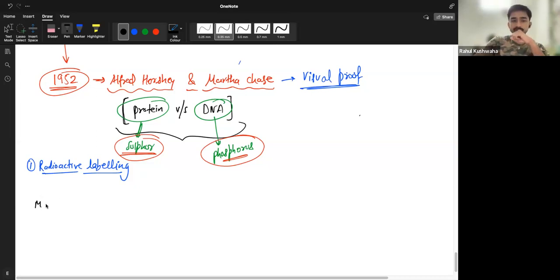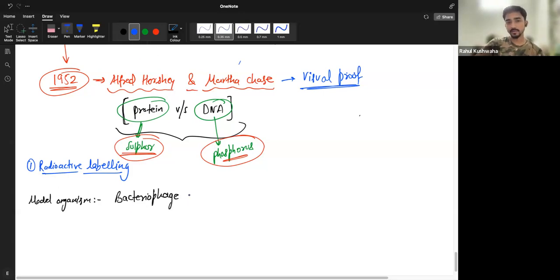So basically, what was the premise of this experiment? What was the model system, or I should say the organism, that they used? That they used was bacteriophages. Now, the name has bacteria in it, but it is not a bacteria. Bacteriophages are viruses, okay? So they are viruses that kill bacteria or infect bacteria, okay?